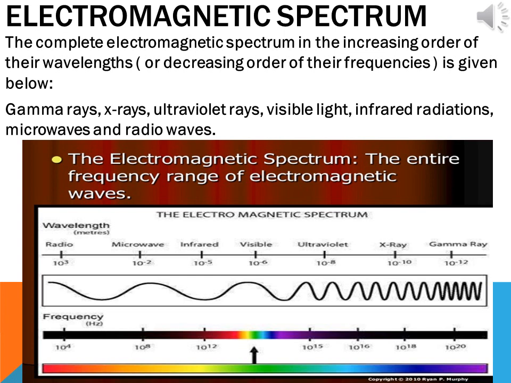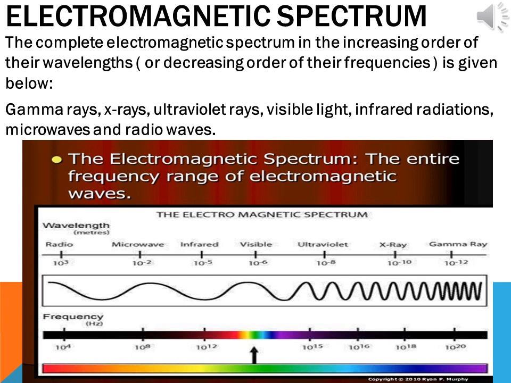The waves of wavelength longer than the red part of the visible spectrum, in increasing order of wavelength, are infrared radiations, microwaves, and radio waves, while the waves of wavelength shorter than the violet part of the visible spectrum, in decreasing order of wavelength, are ultraviolet rays, X rays, and gamma rays. These radiations together form the electromagnetic spectrum.